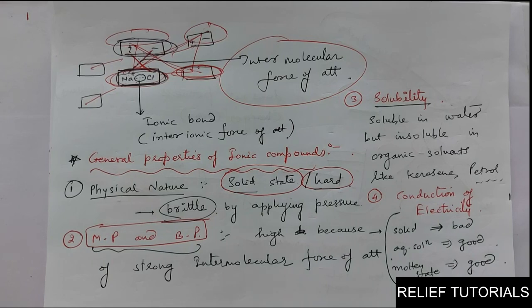So this is all about how metals react with non-metals, how ionic compounds are formed, and their characteristics. Next topic will be about occurrence of metals.